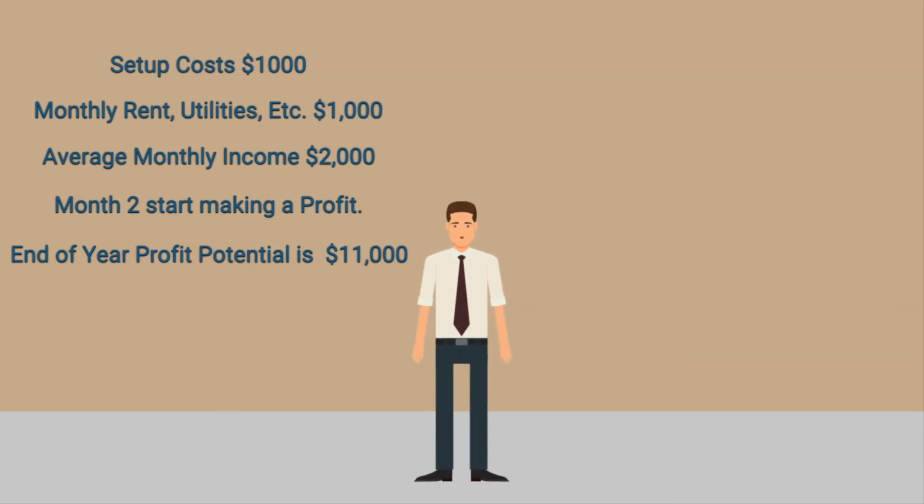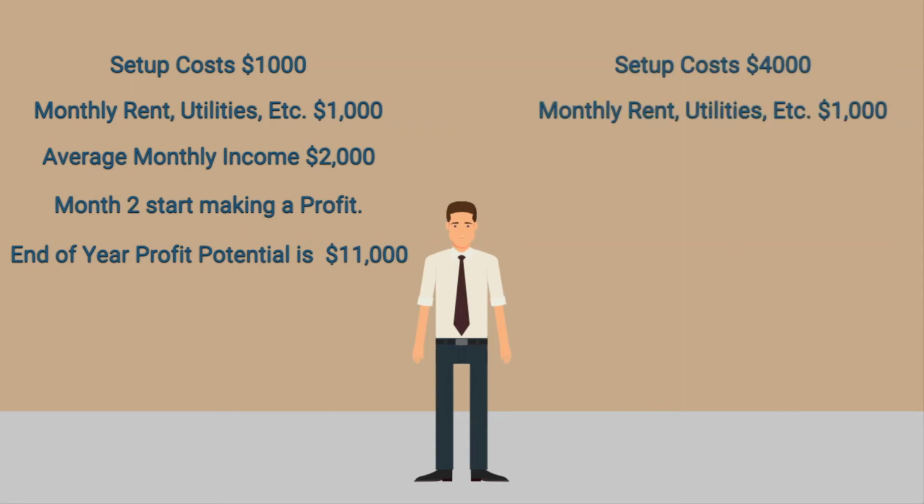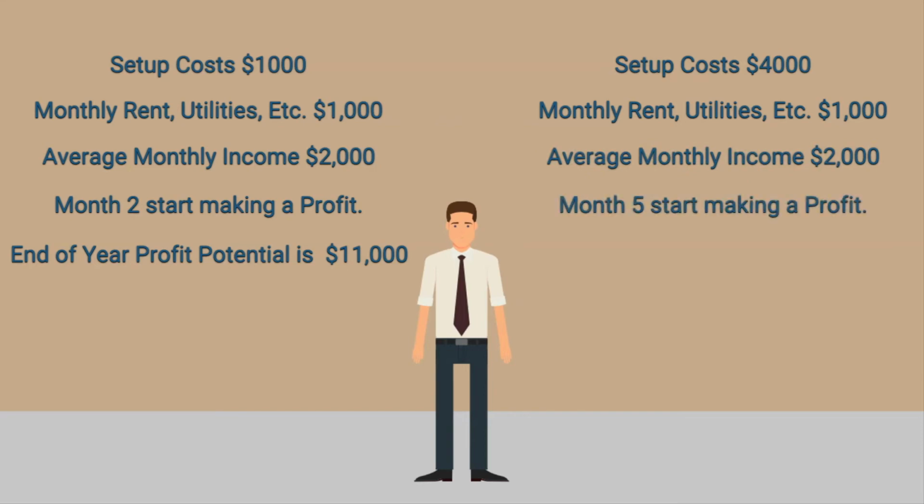Now let us look at the example of an unfurnished property. The costs are considerably higher. The other figures in the example are the same as the one previously given, so $1,000 rent and utilities a month, etc. What does this show us? Well, it shows us that it's now the 5th month when we start to make a profit. And it also shows us at the end of 12 months, we now only make $8,000 potential profit.